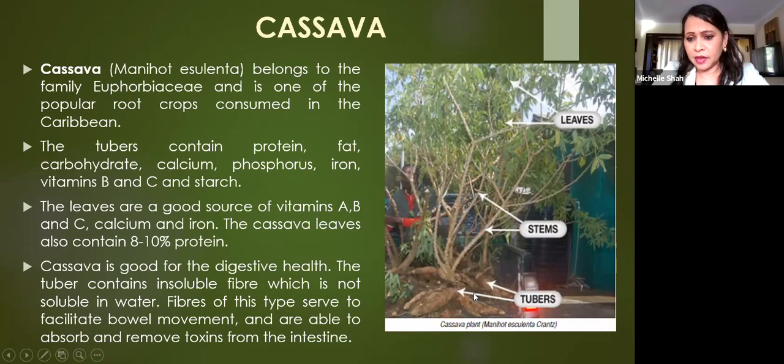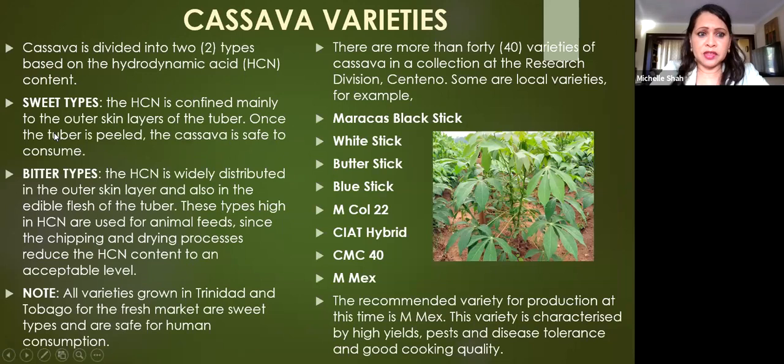And you see the many types. There are sweet types and bitter types. So the sweet types, the HCN, which is the hydrocyanic acid content, is confined mainly to the outer skin layers of the tuber. And once it is peeled, the cassava is safe for consumption.